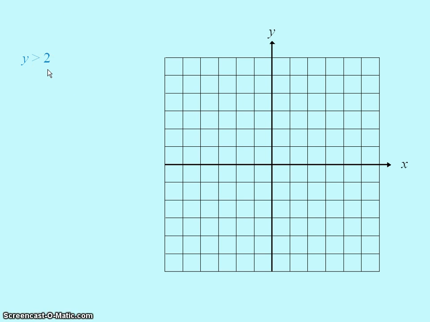Alright, y is greater than 2. Again, this is the special case, so this is the HOI. So HOI is the horizontal line. Okay, so I'm going to go to the y-axis, and I'm going to graph 2 on the y-axis. Now the boundary line is just greater than 2, so it's going to be dotted or dashed.